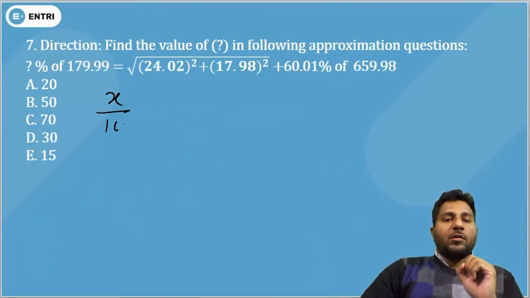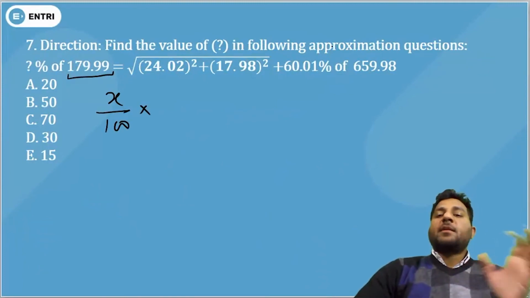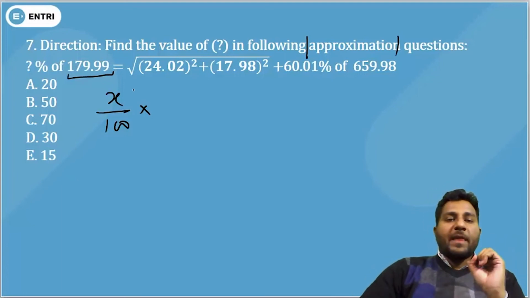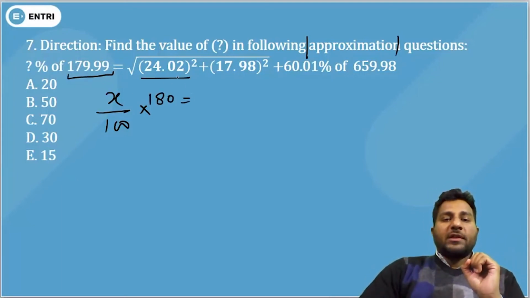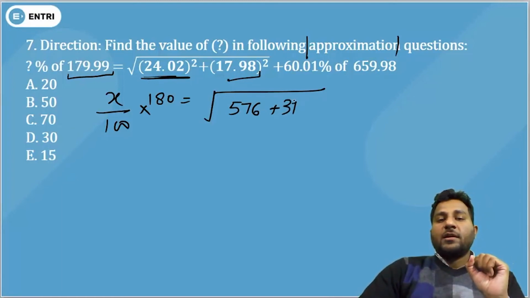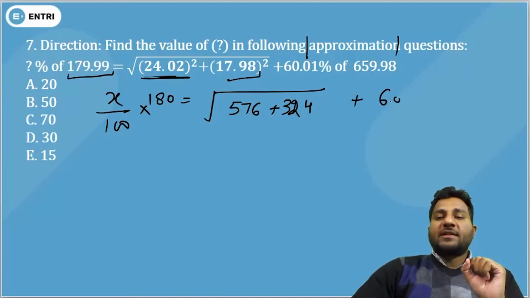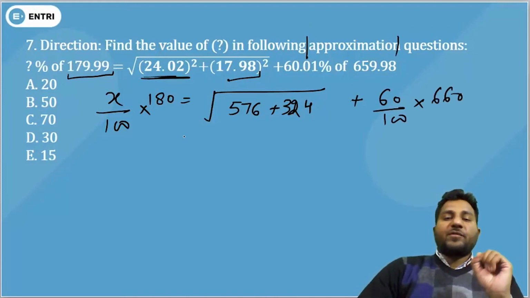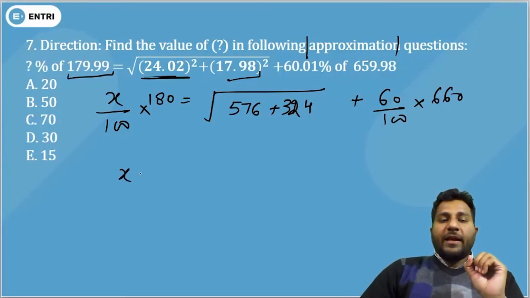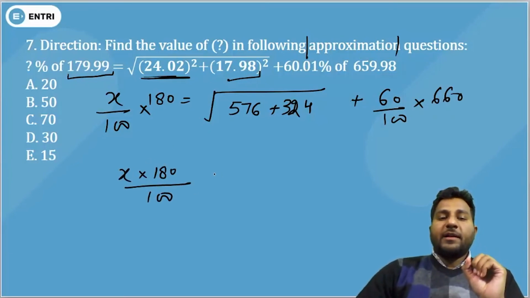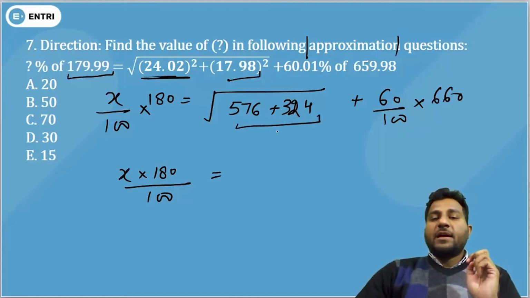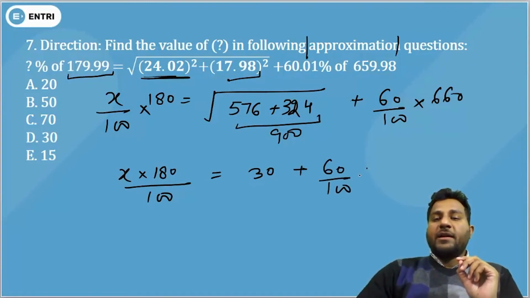X% of 180, let's suppose it is an approximation question, so you can suppose it. 180 equals, let's take it as 24 square, so the square root means 576, plus, suppose it is 18 square, so 324, plus 60% of 660. So how are you going to solve this? X into 180 by 100 equals what? This data will make 900, so 30 will come out, plus 60 by 100 into 660.